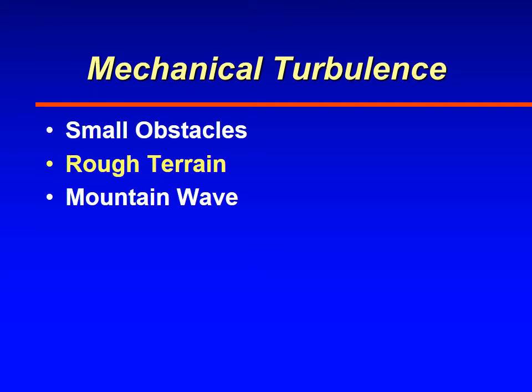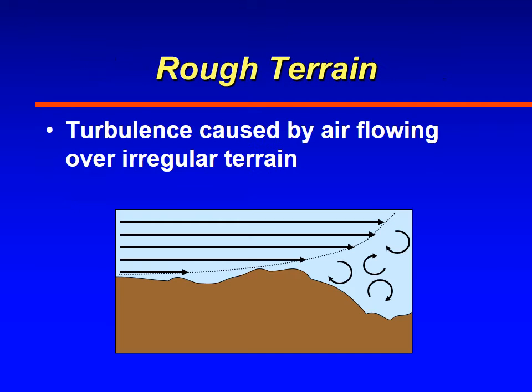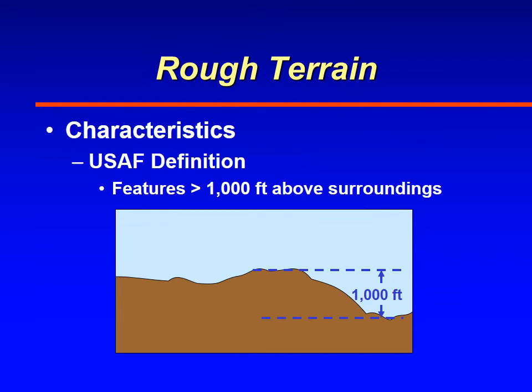It out. And that's about it for small obstacles. As far as rough terrain, flying around locations that have rugged terrain, that also produces mechanical turbulence. So when air flows over rough terrain, typically that enhances the vortices and also enhances the shear.